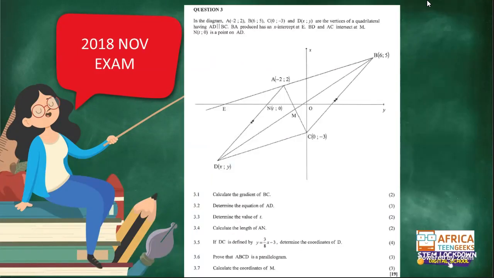In this case, remember guys, when you see a four-sided shape, you just know that it's a quadrilateral. You don't know what it is until you prove it or it is stated in the question. So you only use properties of a certain quadrilateral if it is given that it's that quadrilateral or after proving. If we look at our question, this is a paper from 2018 November.